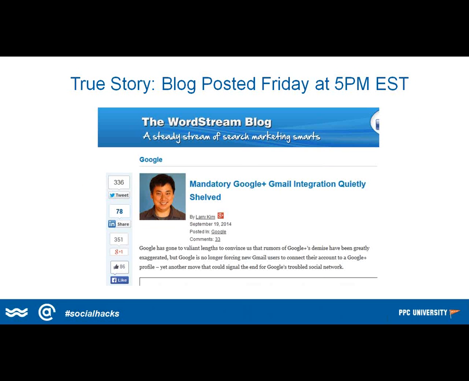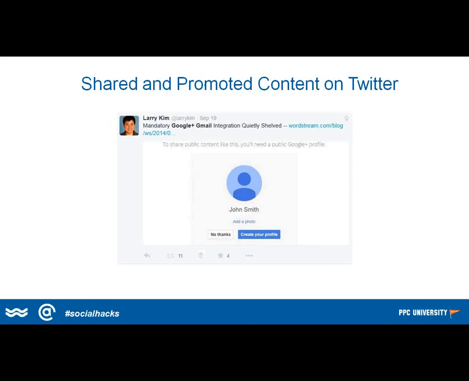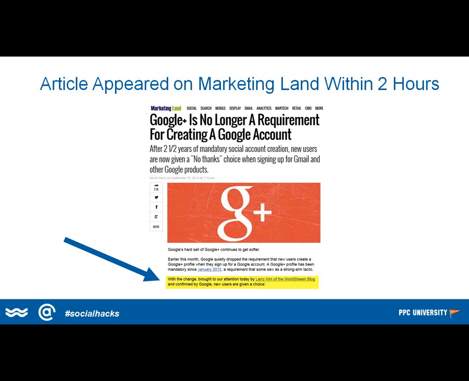So true story. This is a blog post that I posted on September 19th. It was like 5 p.m. on a Friday, a totally dead news cycle, the worst possible time to post a story. But I posted it at 5 p.m. on Friday, something to do with a new change in Google Plus. And then I shared and promoted this content on my Twitter. Within 2 hours of having done that, the article appeared on Marketing Land.